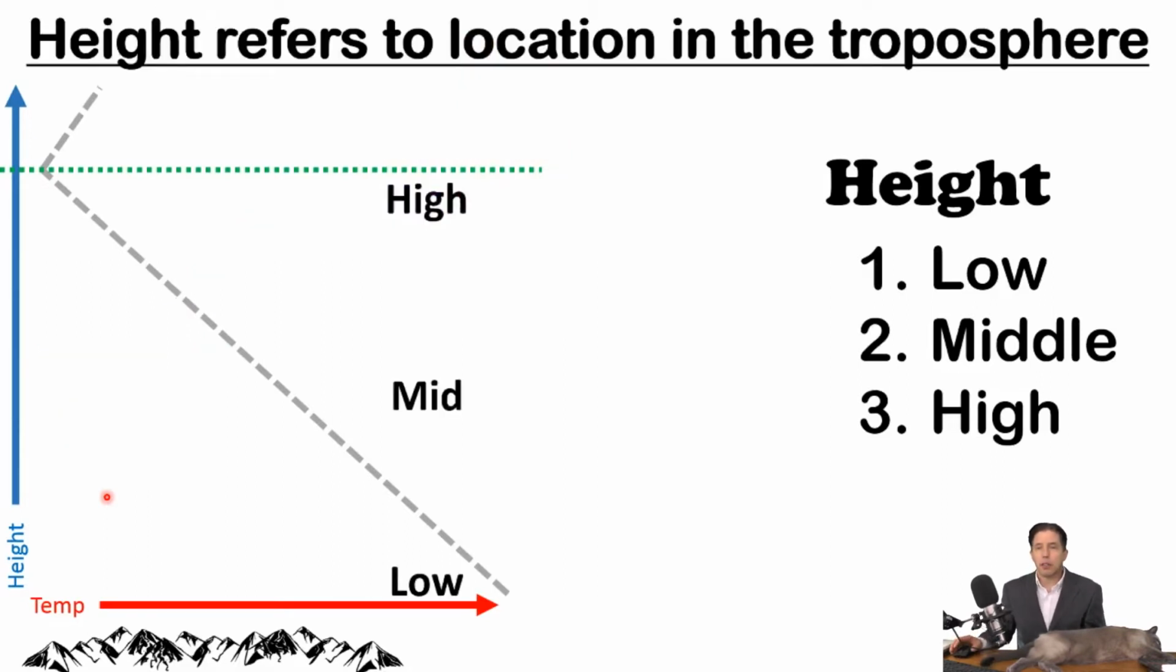But high, middle, and low depends on where you are in this layer. Okay, a low cloud is near the bottom. Doesn't mean it's at the actual surface. It's not touching the ground. But low clouds are down here, middle clouds, and then high clouds are up near the top of the troposphere.